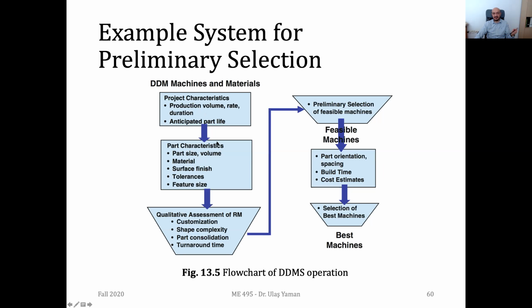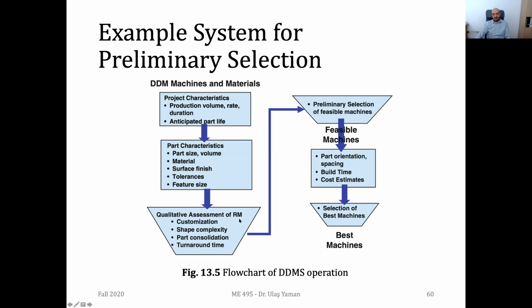And also you need to provide some information about the parts, like the size of them, volume, some dimensions, what type of material you are going to use in the part production, the surface quality you want to have at the end of manufacturing, the tolerances, size of your minimum features. They're all important and they should be given to this software.